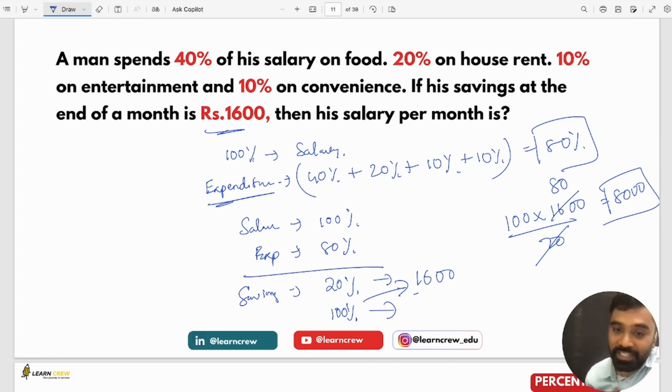2 8s are 16. That's all done. This is how you do the calculation and find out the answer. Is it clear? Or any clarifications? 8,000 is the sum. Okay, this is the way. What was the thing over here? A man spends 40% of his salary on food, 20% on house rent, 10% on entertainment, 10% on conveyance. You added everything up and found the percentage that you calculated. This was the meaning.